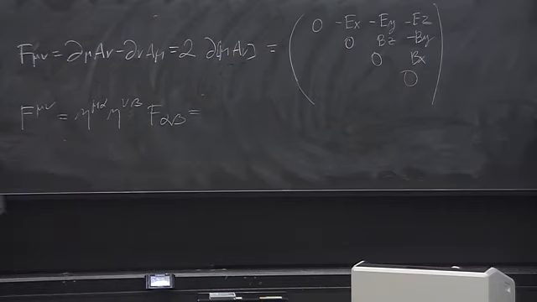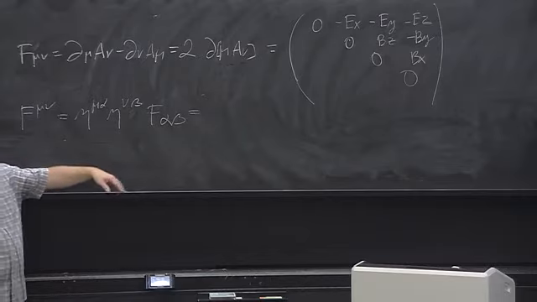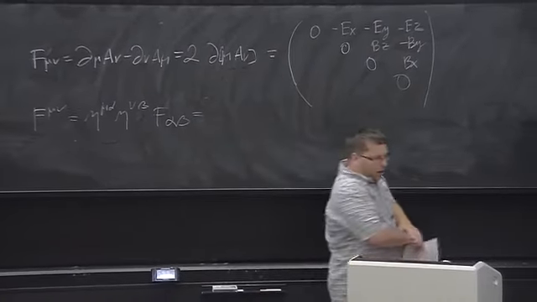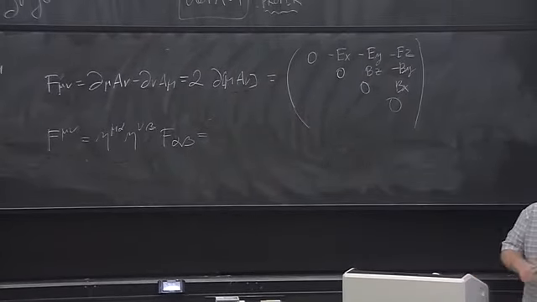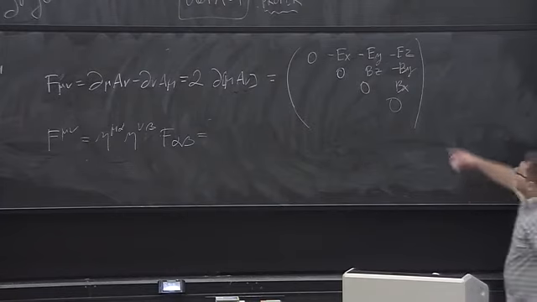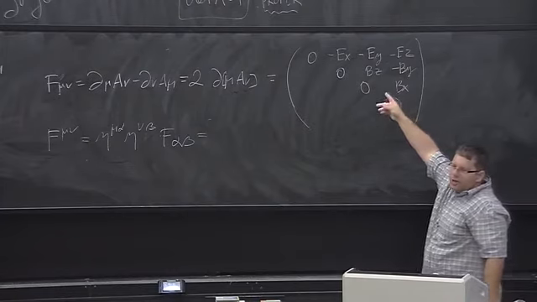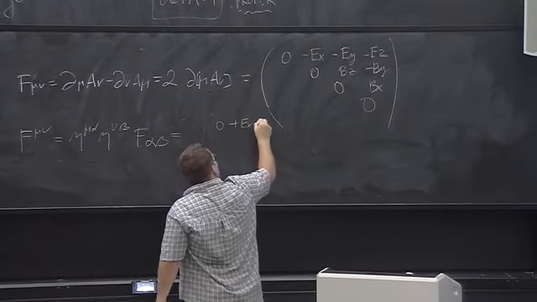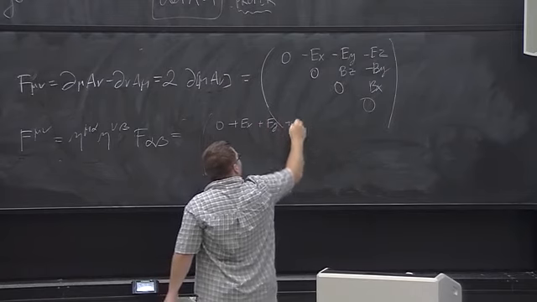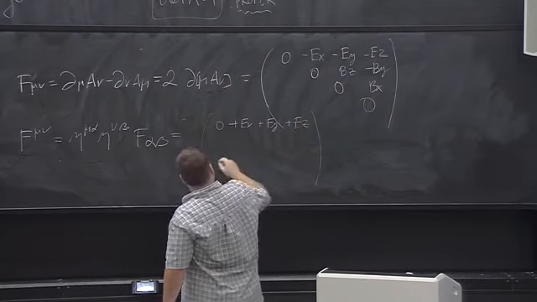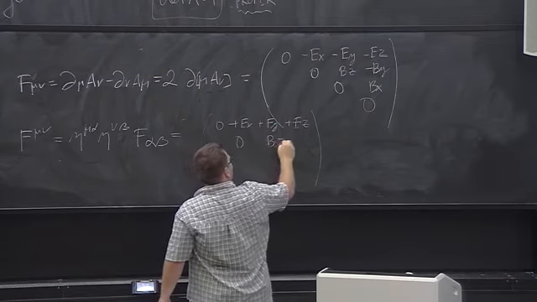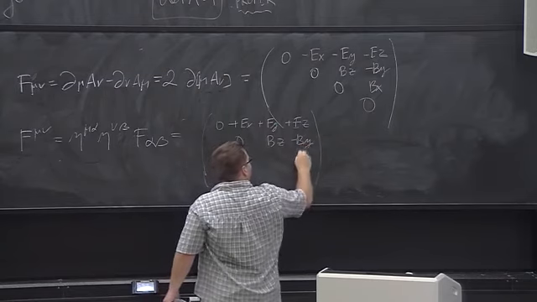So then you can define this object with these indices up, raising them using this eta. Here these are the time and x components, but the spatial components actually don't pick up any sign. So it's only the time components. So all I do is just change signs here: it would be plus Ex and plus Ey and so on, plus Ez. And I don't do anything with the spatial components: Bz, minus By, Bx.